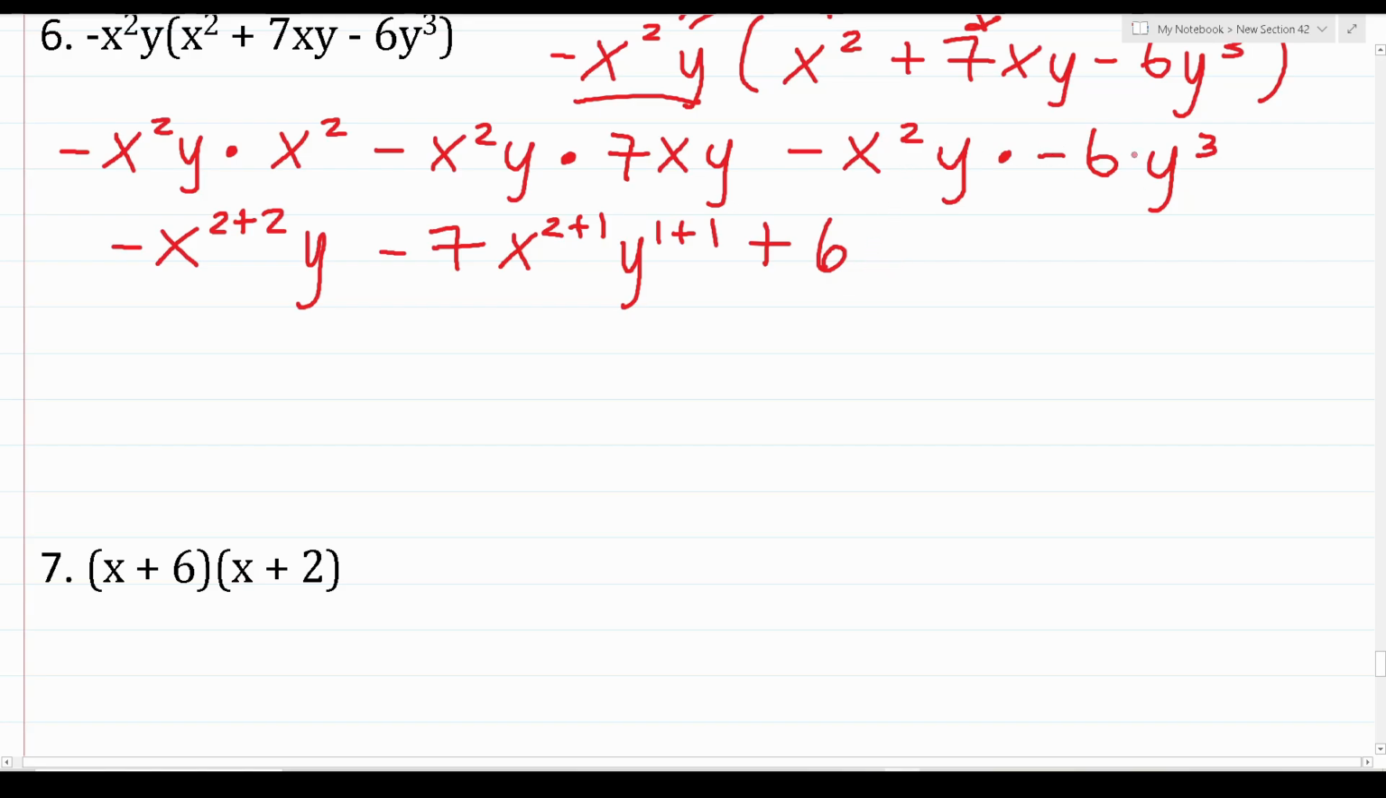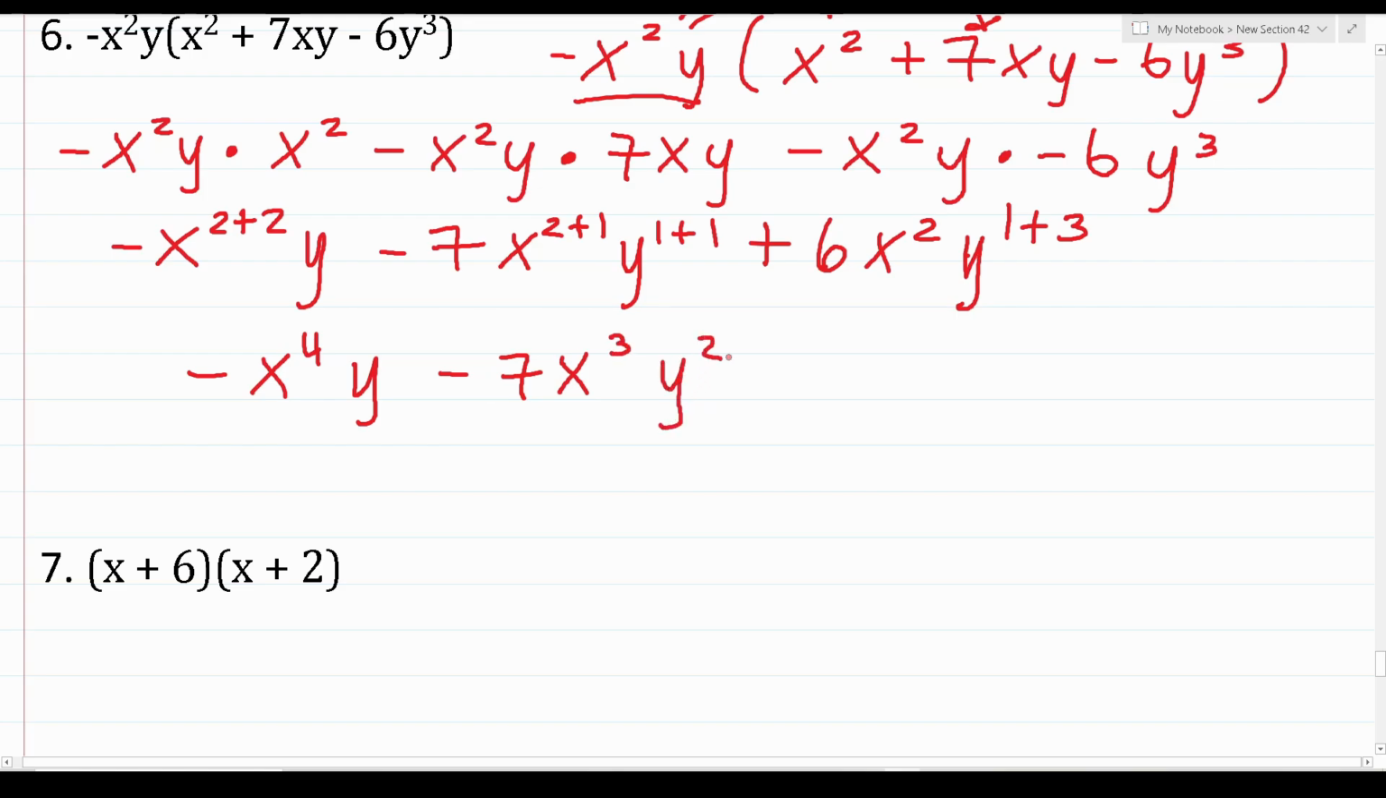There's nothing to multiply this x by, so this is just x squared. That said, we can apply that product rule here. So this becomes y to the 1 plus 3. Again, that 1's implied right there. Let's go ahead and clean this up now. This becomes negative x to the 4th y minus 7x to the 3rd y squared plus 6x squared y to the 4th. All right, so that is that one.